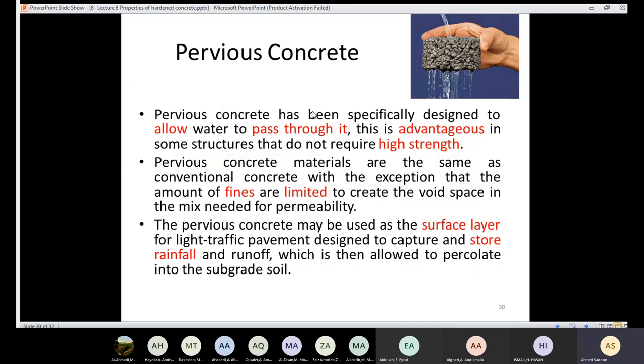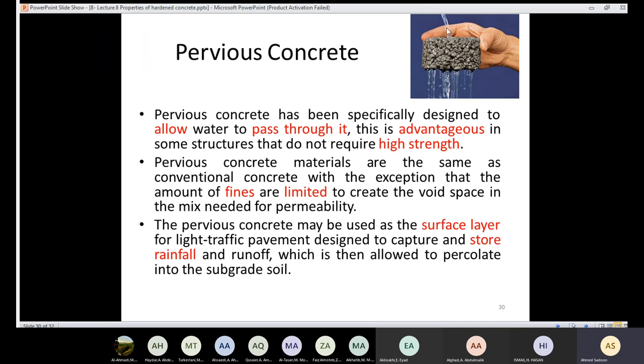Also, we have the pervious concrete that you can see from the picture here. The pervious concrete allows the water to penetrate inside the concrete. And this one is a good choice for making pavement, because if you have heavy rain and it's difficult to discharge the water, then the pervious concrete is going to be a good choice for you. So pervious concrete has been specifically designed to allow water to pass through it. So the water is going to pass through the pervious concrete. And this is advantageous in some structures that do not require high strength.